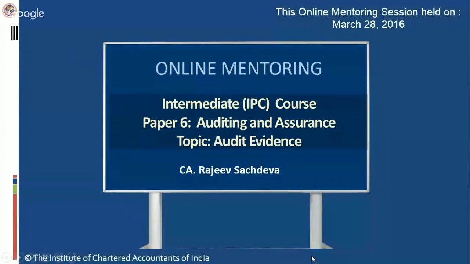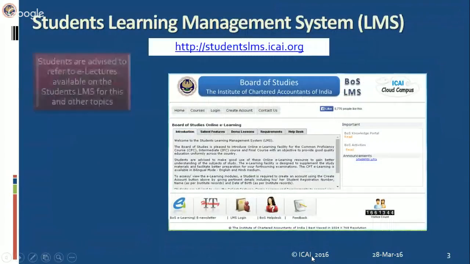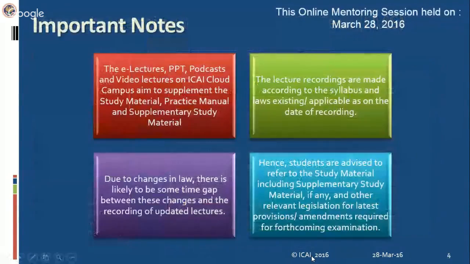Before moving further, I read out the disclaimer. Students, you are advised to refer to the institute study material, and if there is any supplementary study material, you may also refer to it, and other relevant legislations for the latest provisions and amendments which are required for your examination.